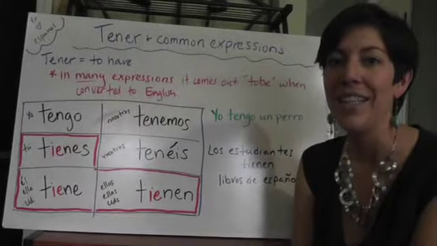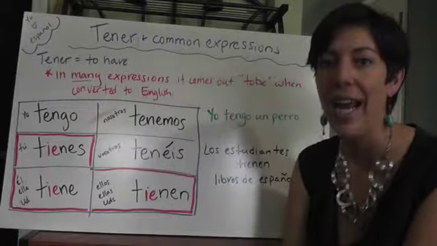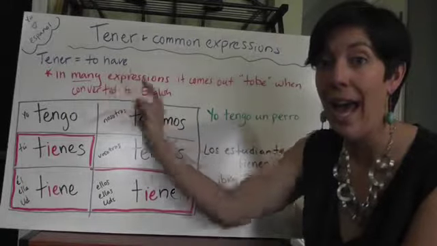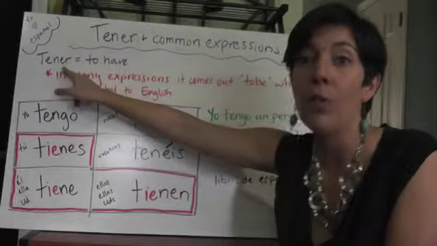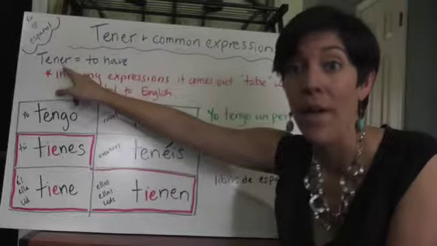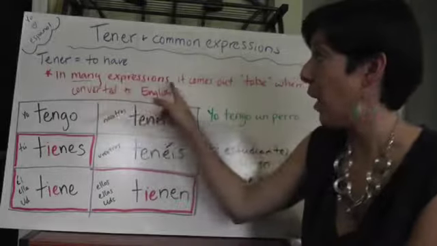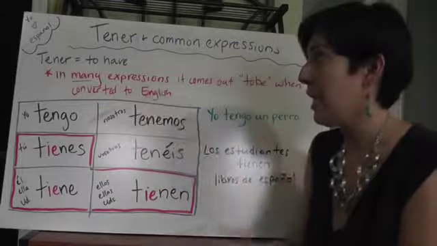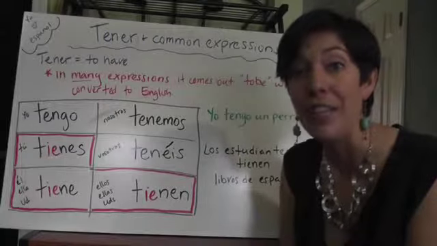All right, chicos y chicas, today we're going to talk about tener and common expressions, okay? Tener is a very useful verb in Spanish, and it means to have. When you look it up in the dictionary, that's what you'll find. It's in the infinitive form, which ends in ER, which means it's unconjugated. So if you're going to use it in a sentence, you have to conjugate it or change this ending here. Now, notice my star. In many expressions, it comes out to be when we convert it to English. So even though the definition is to have, in some expressions, it changes its meaning.